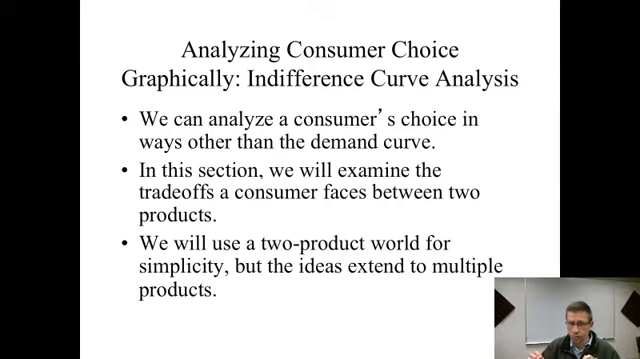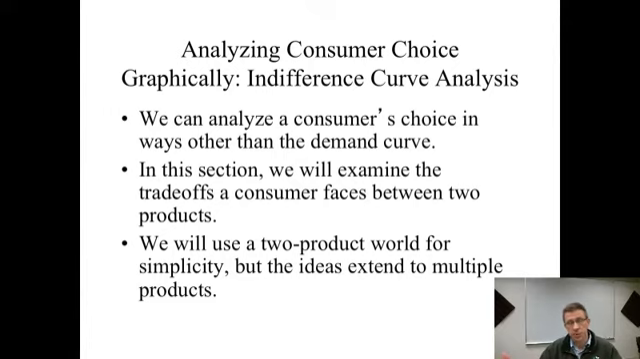Everything we do with this, while it's only a two-product world, and we assume you have to spend all your money on this, it all would extend to a world with more than two products. Why do we use two products? We can graph two products really easily. If you get into upper-level economics, you can do multiple products really easily with calculus, right?